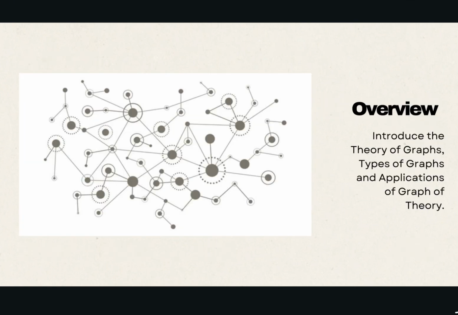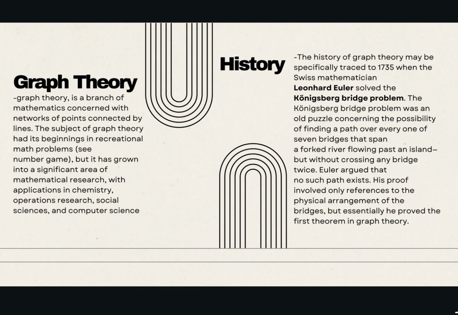Our overview is to introduce the theory of graphs, types of graphs and its application of graph theory. Graph theory is a branch of mathematics concerned with networks of points connected by lines. The subject of graph theory had its beginning in recreational math problems, but it has grown into a significant area of mathematical research with application in chemistry, operation research, social science, and computer science.